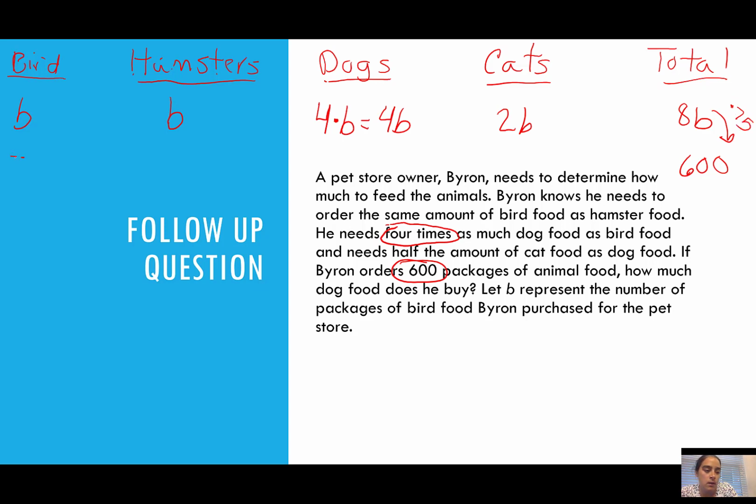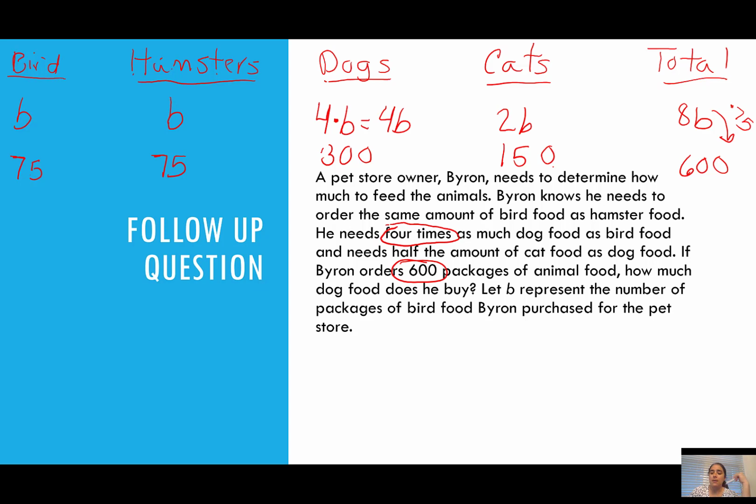So birds are going to have 75 packages of food. Hamsters are going to have 75 packages of food. And since B is 75, 4 times 75 gives me 300. And 2 times 75 gives me 150. And all together, this should add up to 600, and it does, because 75 plus 75 is 150, 150 plus 150 is 300, 300 plus 300 equals 600.